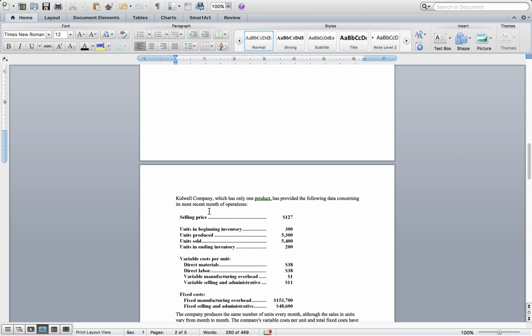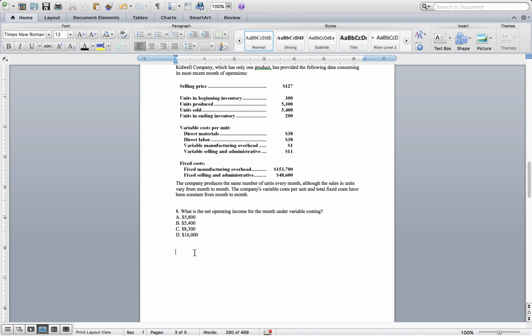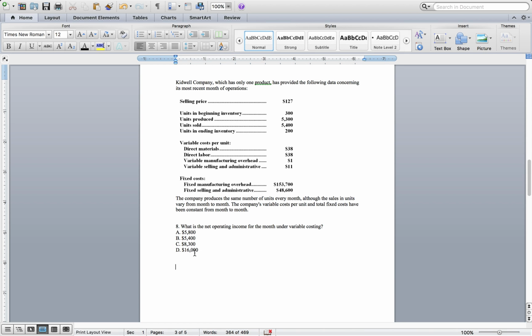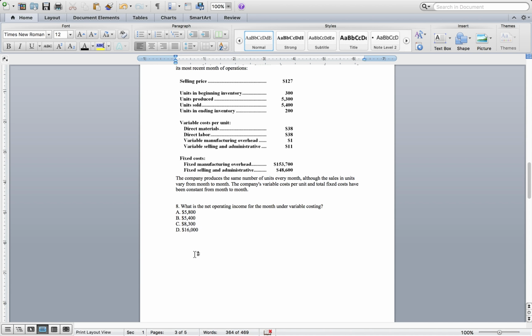Okay, the next one now, number 8. It says Cadwell Company, which has only one product, has produced the following data concerning its most recent operations. We have selling price, beginning inventory, units produced, variable costs, fixed costs. As it says, the company produces the same number of units every month. Although sales in units vary from month to month, the company's variable cost per unit and fixed costs have been constant from month to month. What is the net operating income under variable costing?